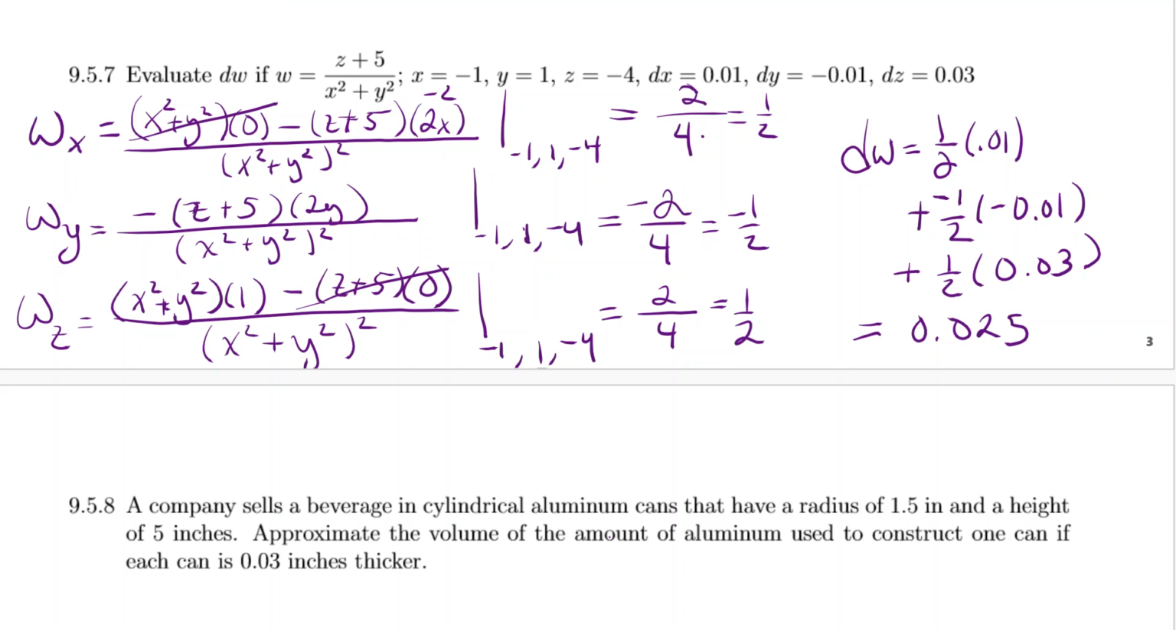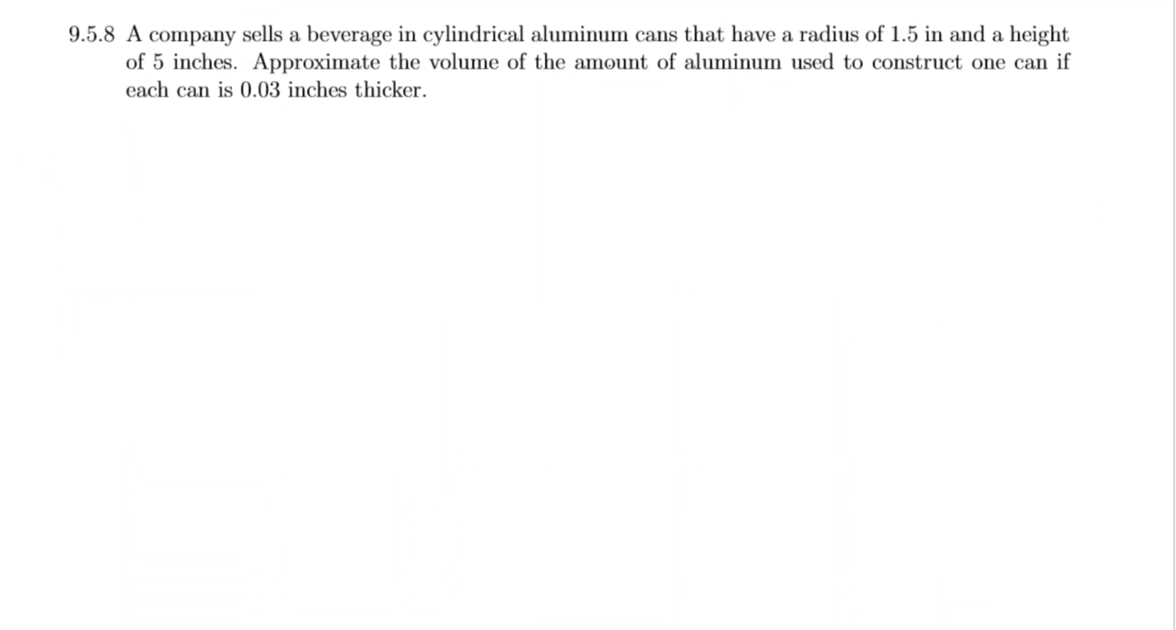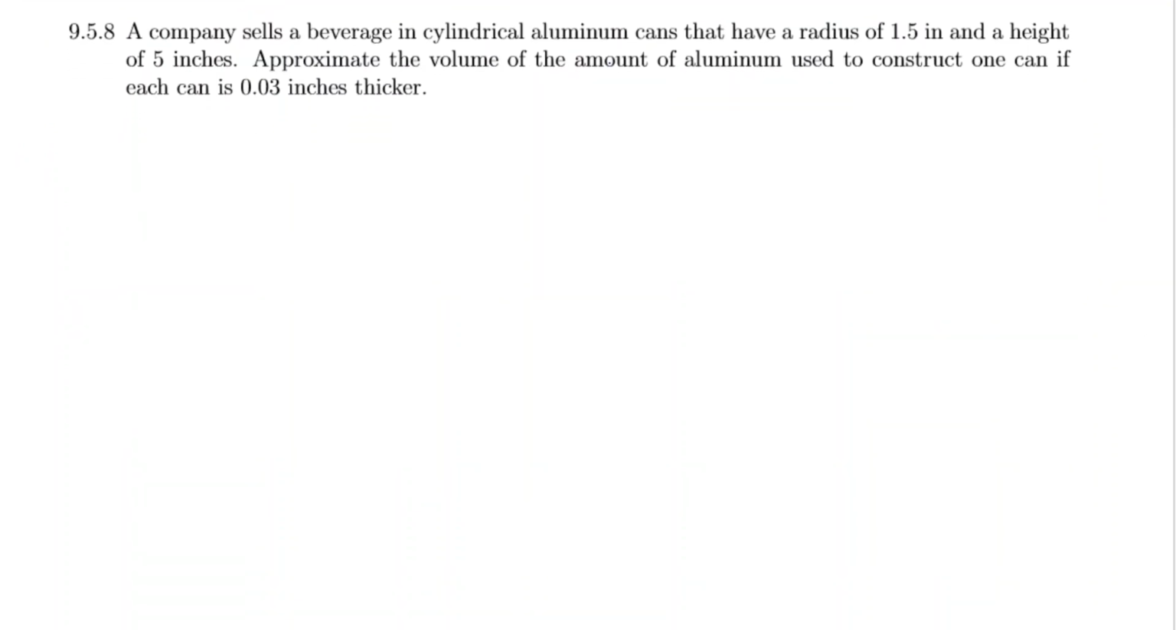Let me do another thing with a can, because I'm going to call this Can Week, because that seems to be what's happening. Suppose you have a beverage that's cylindrical in aluminum, and it has a radius of 1.5 inches and a height of 5 inches. Approximate the volume of the aluminum used to construct the can if each side of the can is 0.03 thicker. So we're going to make it thicker.